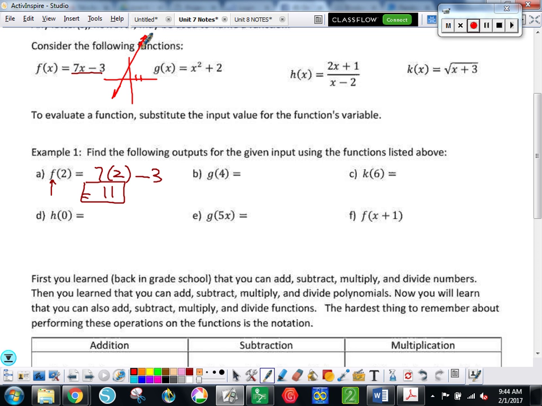Okay, to find g of 4, everywhere there's an x, what do you do? Plug in a 4. And I'm using the g function because of the g letter right there. 4 squared is 16, plus 2 is?